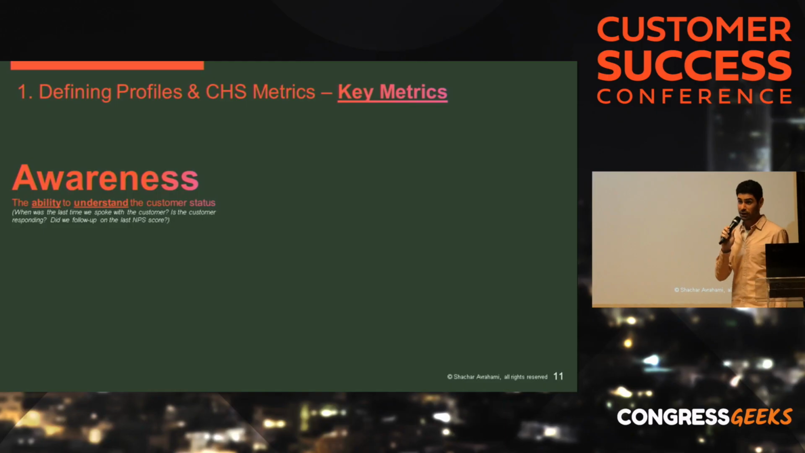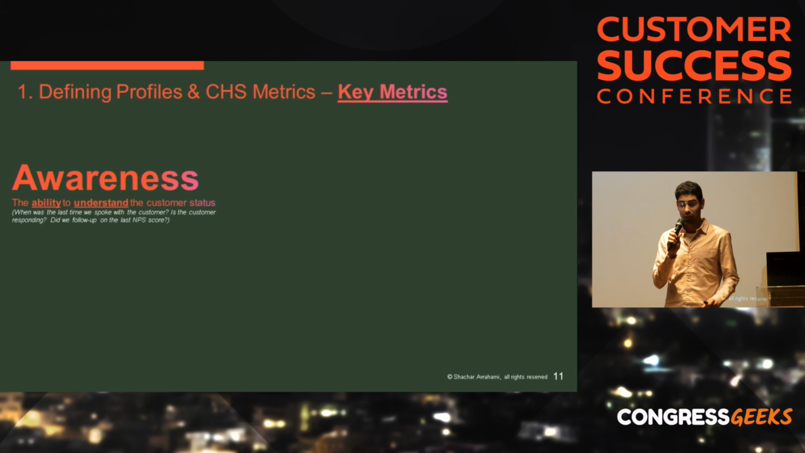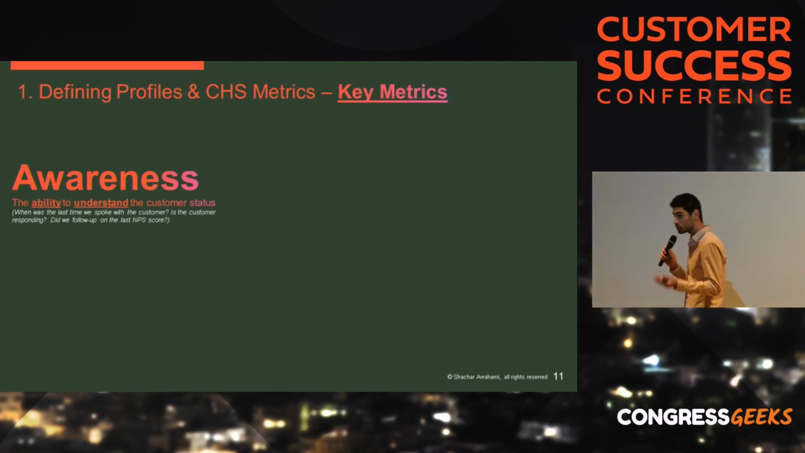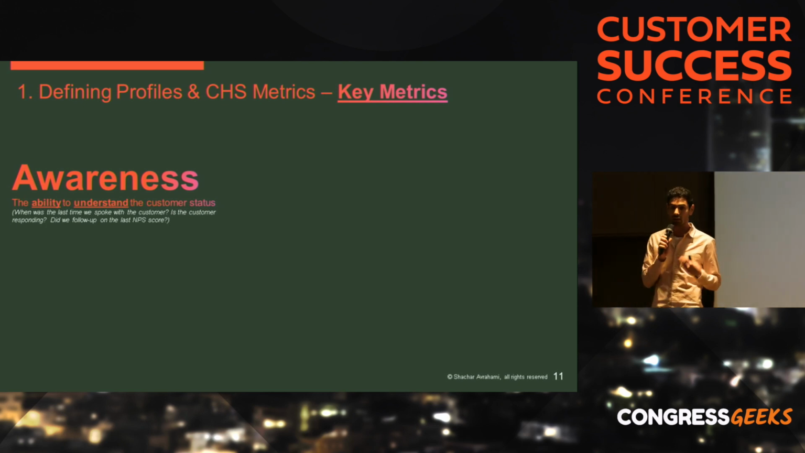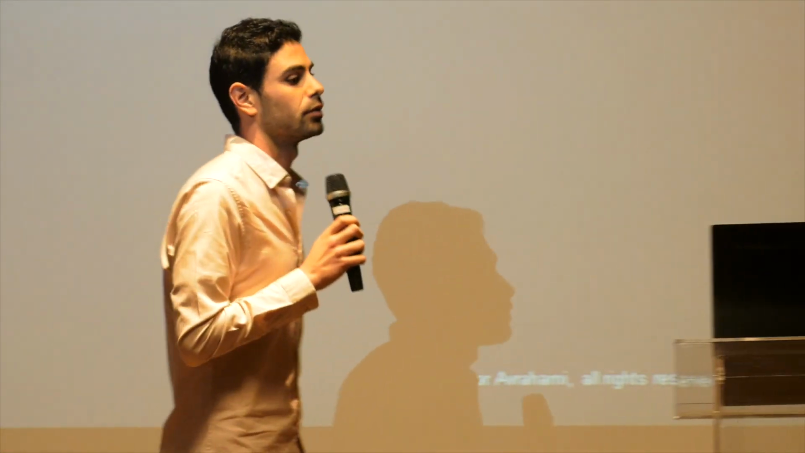The first one is awareness. First, we need to make sure that we have the ability to understand how our customers are doing. Even if the outcome of the relationship between us and the customer is not that great, we need first to have the visibility to the process, to the communication with the customer. So here we can measure stuff like, are we speaking to them according to the cadence that we define? Are we following up on a poor NPS score? So the first one is awareness.